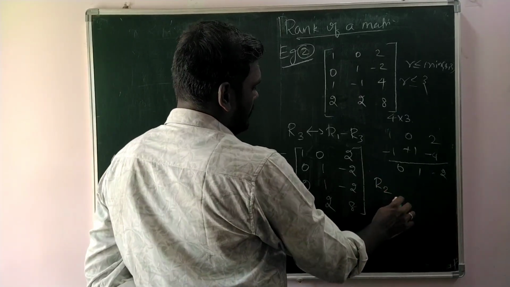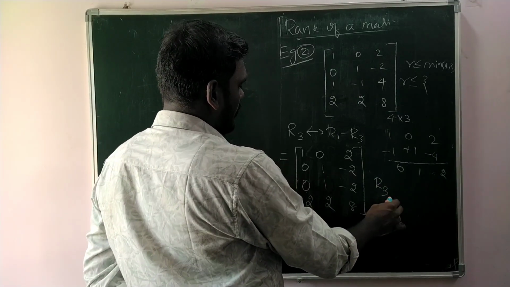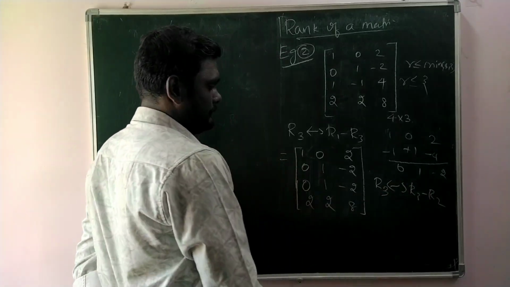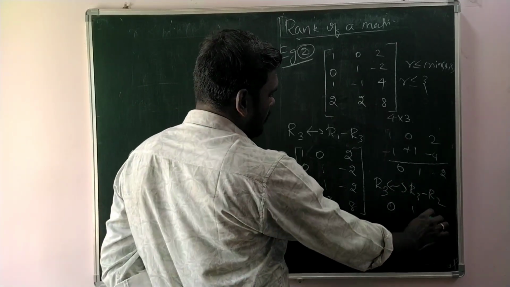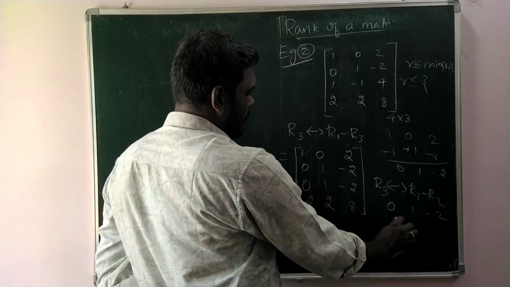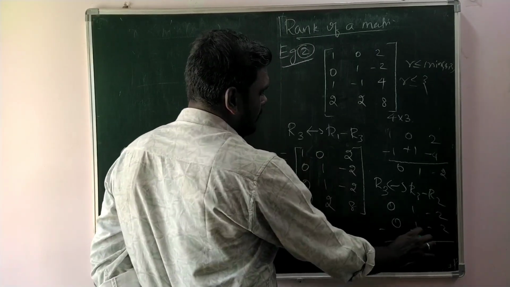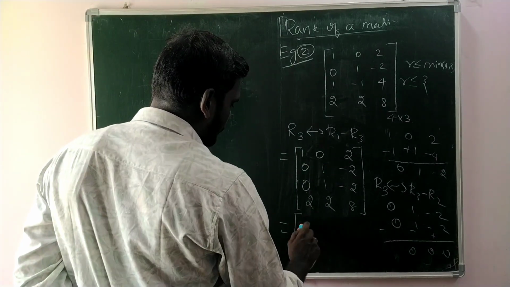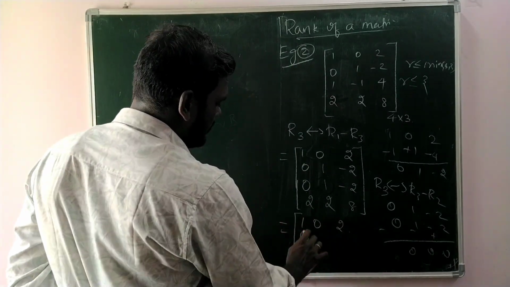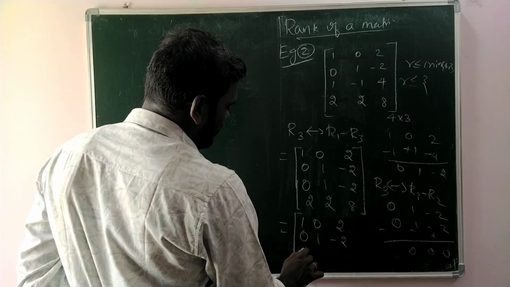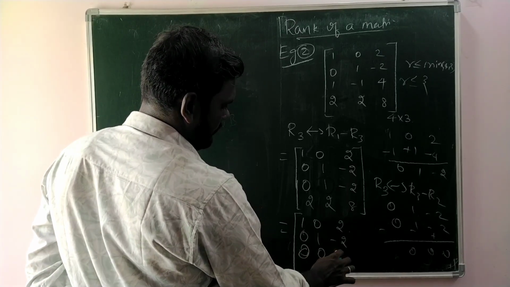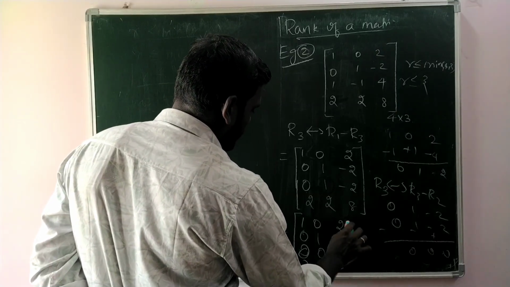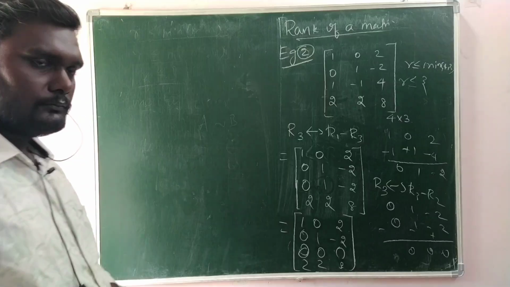I am going to write the result of R3 minus R2. What is R3? 0, 1, minus 2. R2 is 0, 1, minus 2. When we subtract, this is minus, this is minus, this is plus, so 0, 0, 0 will come. So 1, 0, 2 remains unchanged, 0, 1, minus 2 remains unchanged, 0, 0, 0 came, and 2, 2, 8. Is this row echelon form? No.